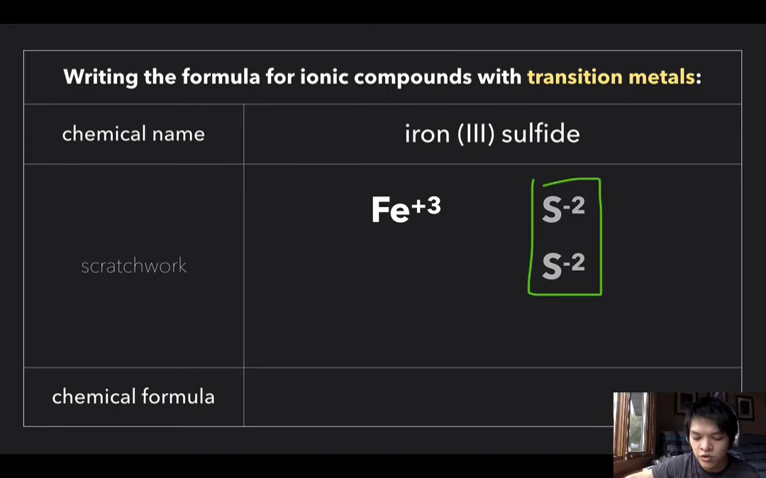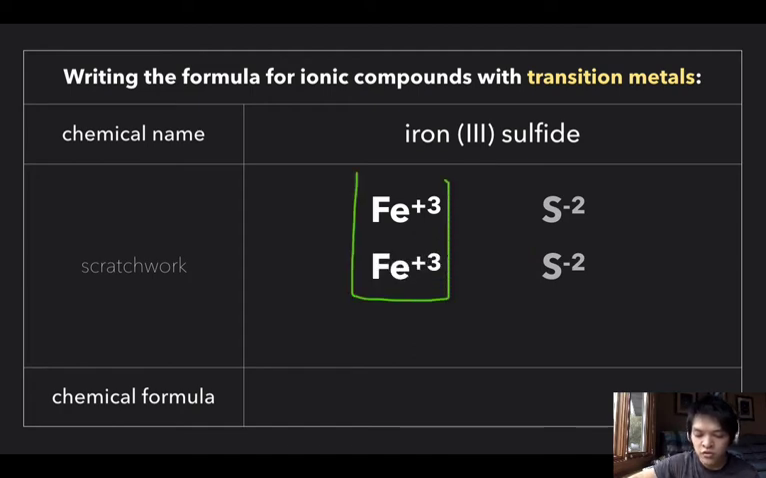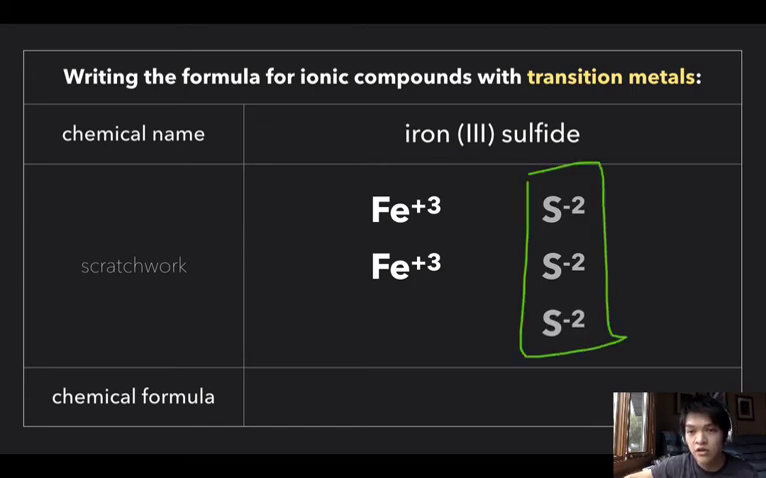So let's add another one. Now we have a total of negative 4. We have a total of positive 3. They still do not cancel out. We need more positive in this case. So now we have a total of positive 6. We have a total of negative 4. They still don't cancel out. We need more negative this time, so we add another sulfide ion. Now we have a total of negative 6 and a total of positive 6.